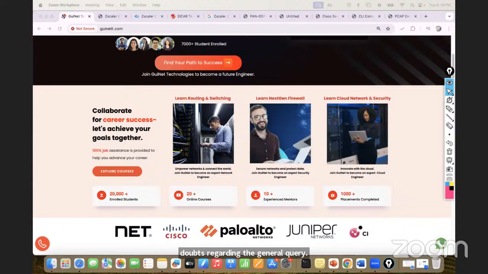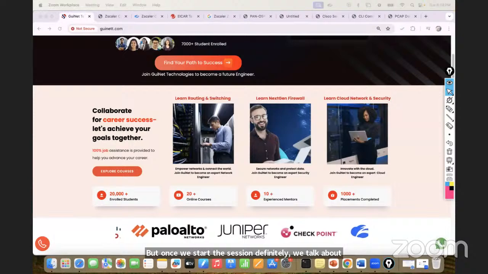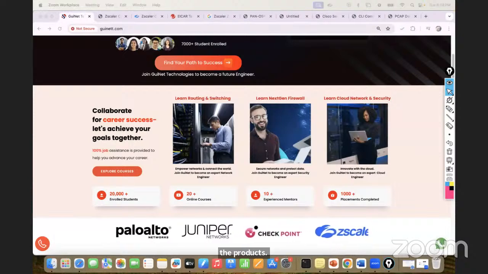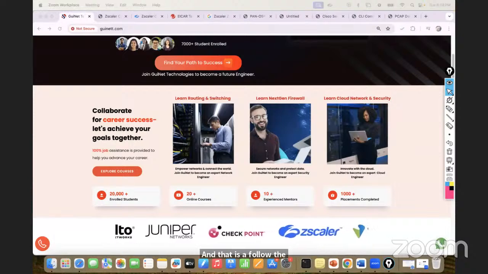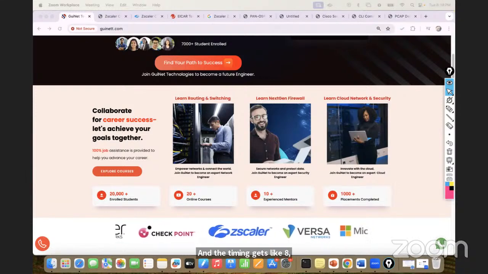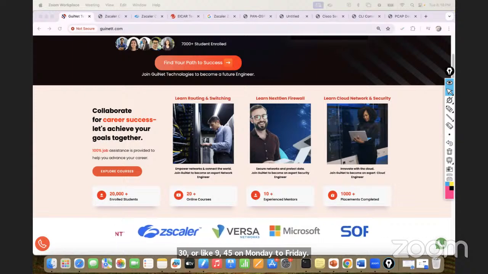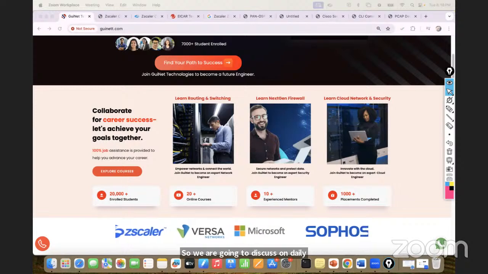But once we start the session, definitely we talk about the products, and that is the Palo Alto Firewall. For this particular session, we are going to discuss, and the timing will be like 8:15 to 9:30 or 9:45, Monday to Friday. So we are going to discuss on a daily basis each and everything in very detail.